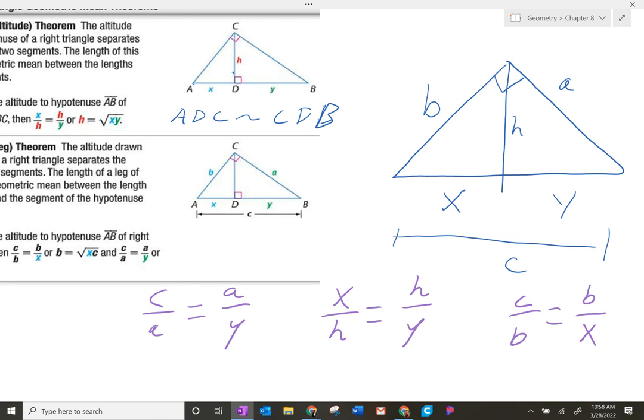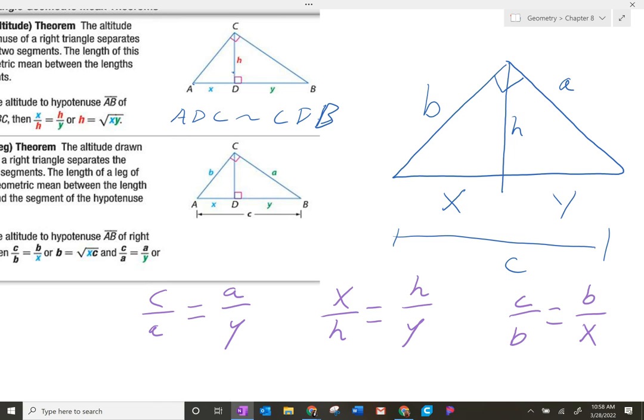So if they give you C or they give you Y, you can solve for A. If they give you X and Y, you can solve for the H. If you get C or X, you can solve for the B. It sets every single one of these up so that you can do the cross product to solve those. Just make sure you have this triangle here. It follows this pattern, and every single one of these you can use to find that geometric mean.